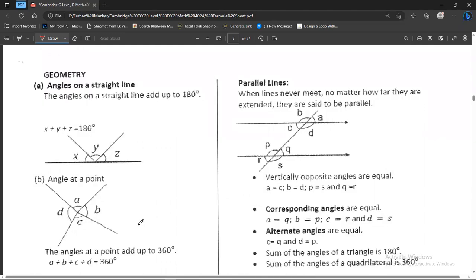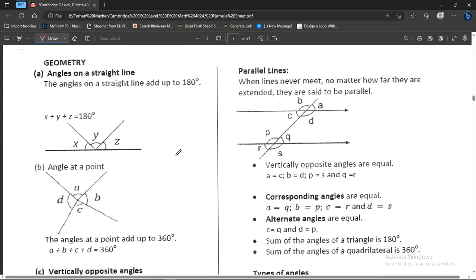Okay, then we have this geometry, angles on a straight line. The angles on a straight line add up to 180. So you can see this is a straight line. So these three angles, they are the adjacent angles on a straight line, so their sum will be equal to 180. So x plus y plus z will be equal to 180.